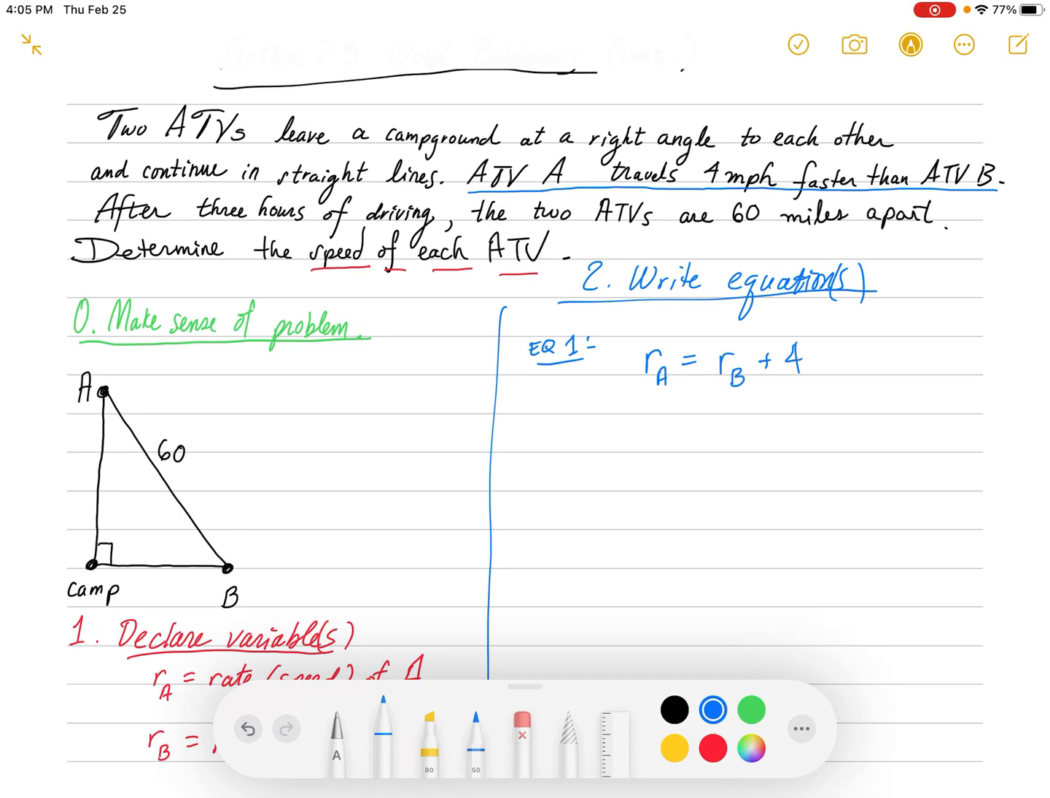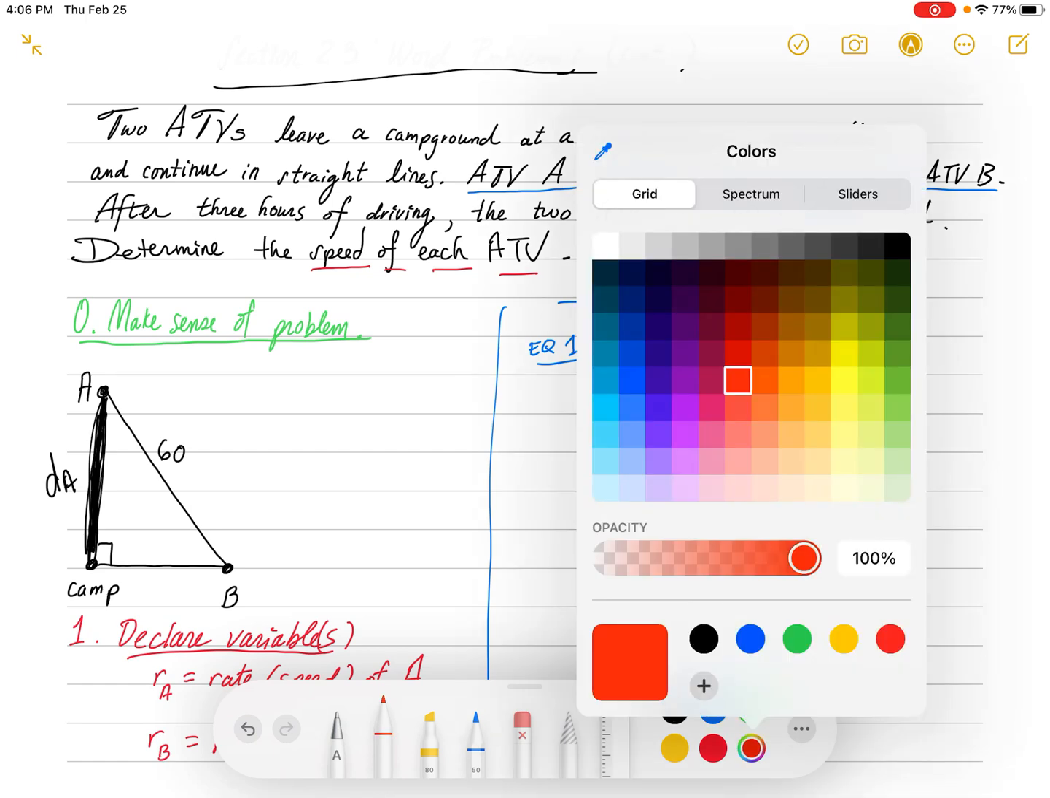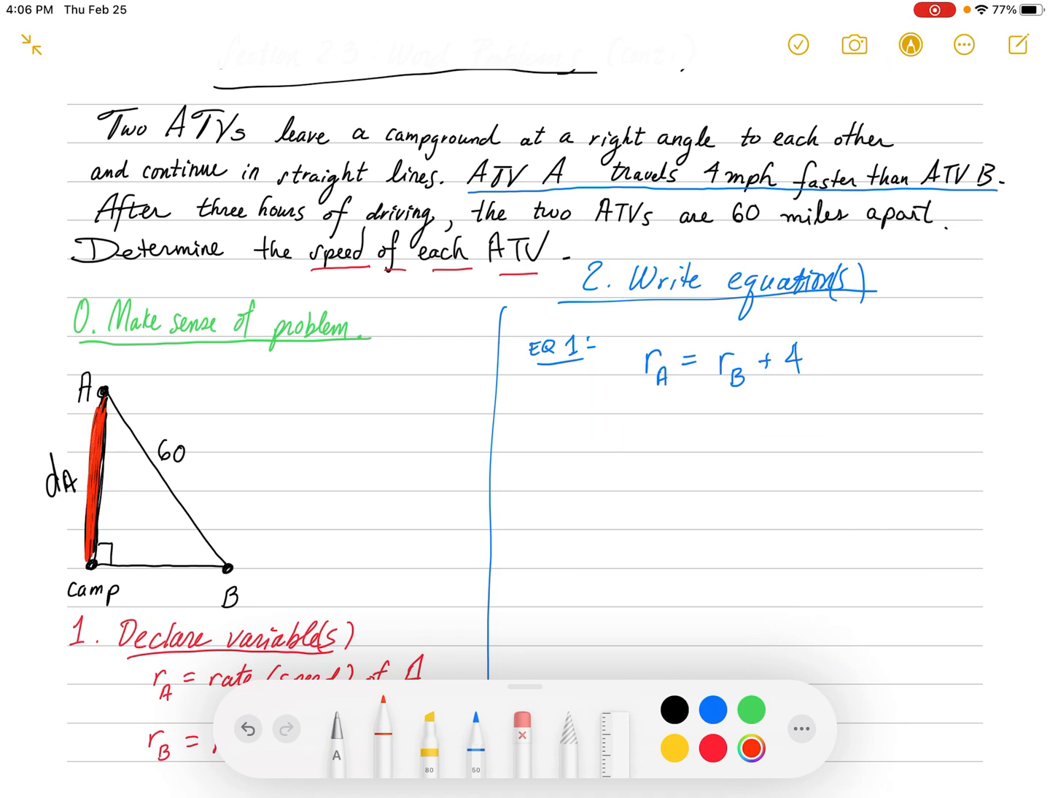Now a second equation that you can get out of this, if you call this side here the distance of A, the distance that A travels. Maybe use a different color here. Using an orange. That's the distance of A there. And this is the distance of B here. The distance of A, distance of B. There's a special relationship between these three sides. Remember the Pythagorean Theorem. This is going to be equation 2.